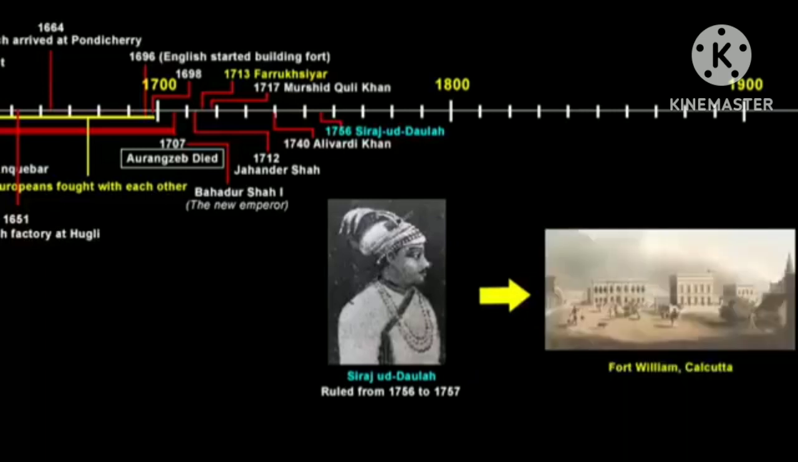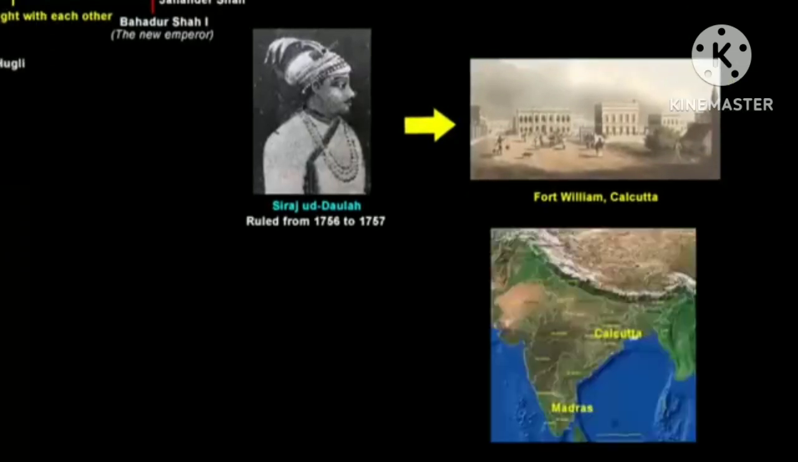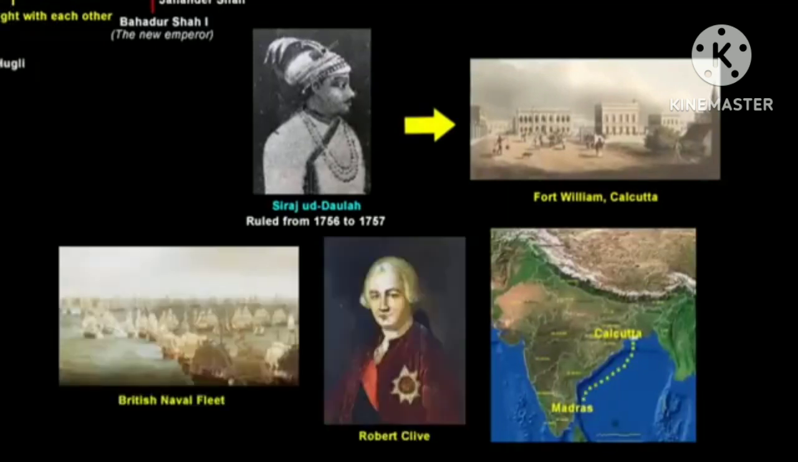So in 1756, when Siraj-ud-Daulah became the Nawab, in that year itself, he captured Fort William at Calcutta with his 30,000 soldiers and kept English soldiers and officials as temporary captives in the cells of that fort. So basically, he attacked the English company. Now, this news was immediately sent to the company officials in Madras. They sent forces on naval fleets under the command of Robert Clive. Robert Clive was an officer in the company's army. At that time, he was a lieutenant colonel.